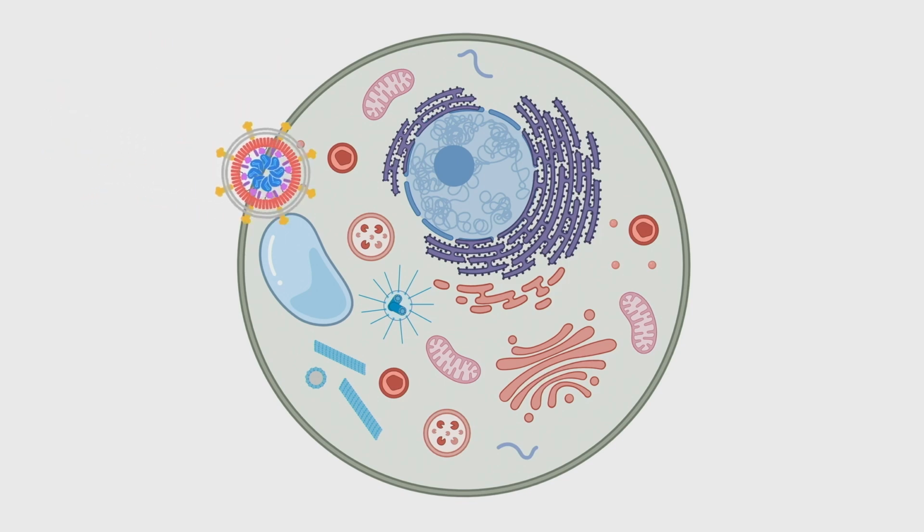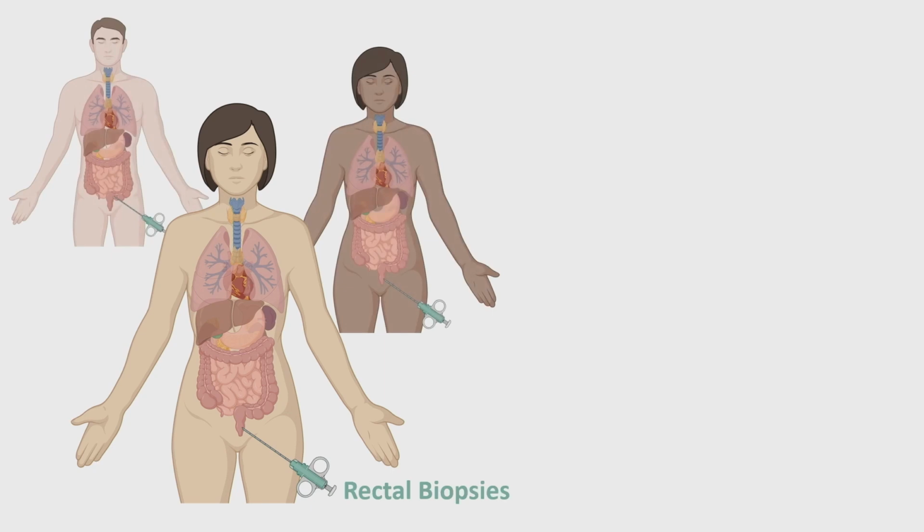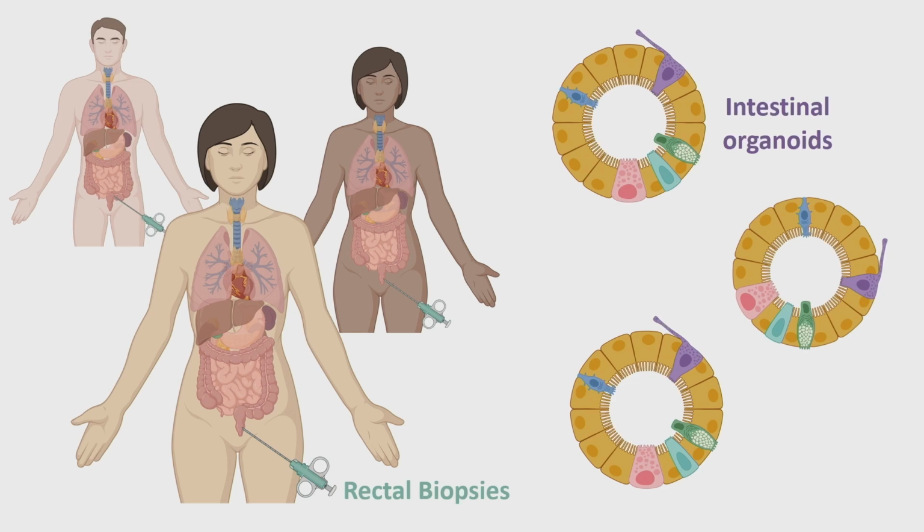So they deliver the editor to the cell, then it has some nuclear localization signals that actually allow it to enter the nucleus where the editing will occur. So what type of cells did we do this in? We have access to rectal biopsies of patients that are homozygous G542X, and I'd like to thank them for donating their cells. And so from these tissues, we can retrieve cells that then can be grown in the lab into so-called organoids, intestinal organoids in this case.